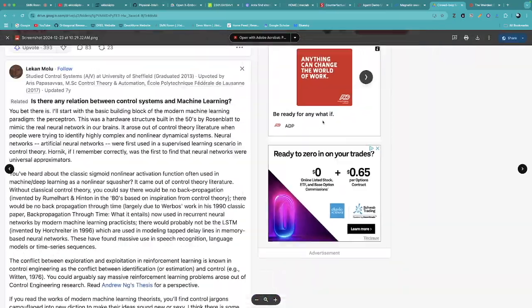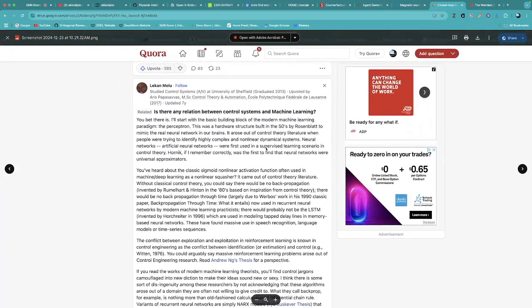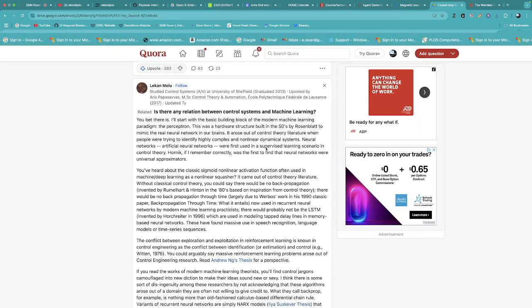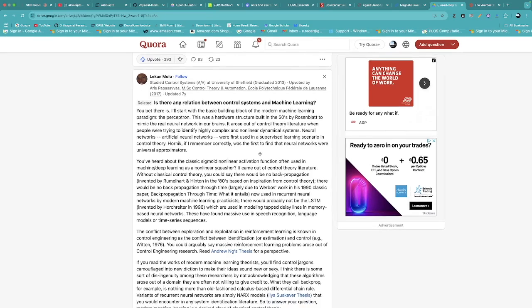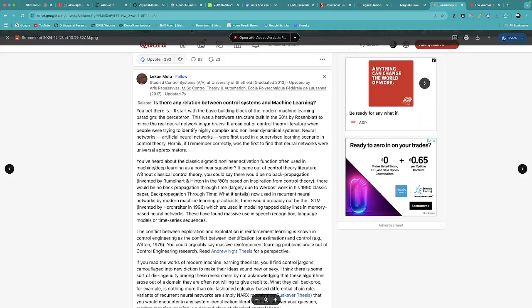This answer here is also interesting. Is there any relation between control systems and machine learning? This is a little bit different way of phrasing it, kind of leading up from control systems, because we've established that control systems can be programmed into a machine learning algorithm. You bet there is. I'll start with the basic building block of modern machine learning paradigm, the perceptron.